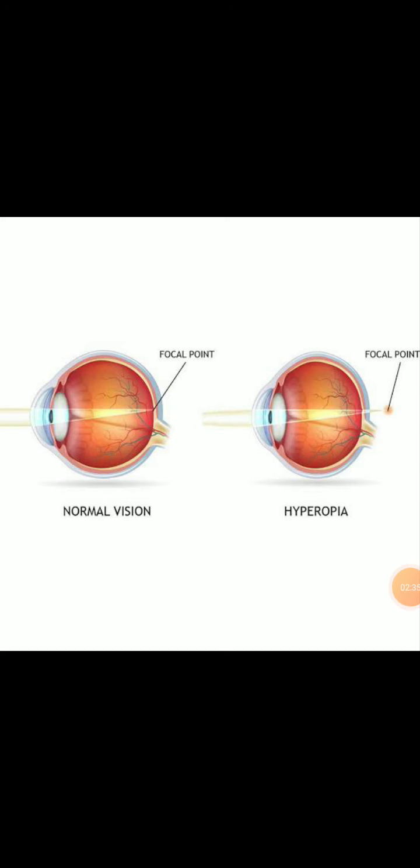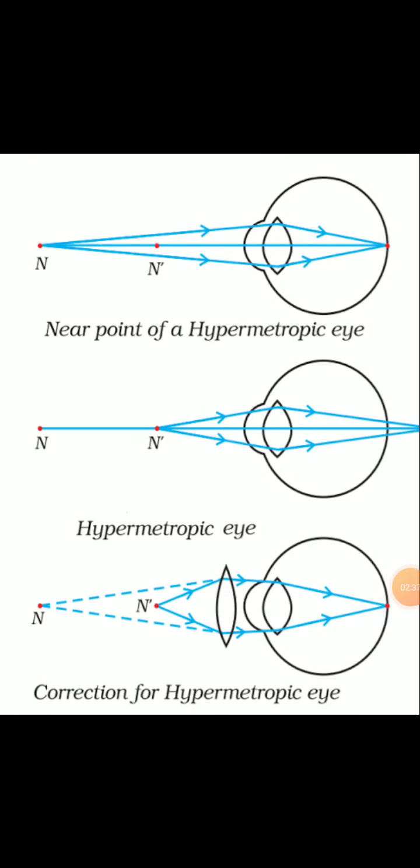Let us see what happens with this defect. For a hypermetropic eye, the light rays from close-by objects are focused at a point behind the retina. As you can see in the figure for the hypermetropic eye, the middle figure, the light rays are focused behind the retina. Where do they need to be focused? On the retina. Here, where do they focus? Behind the retina.